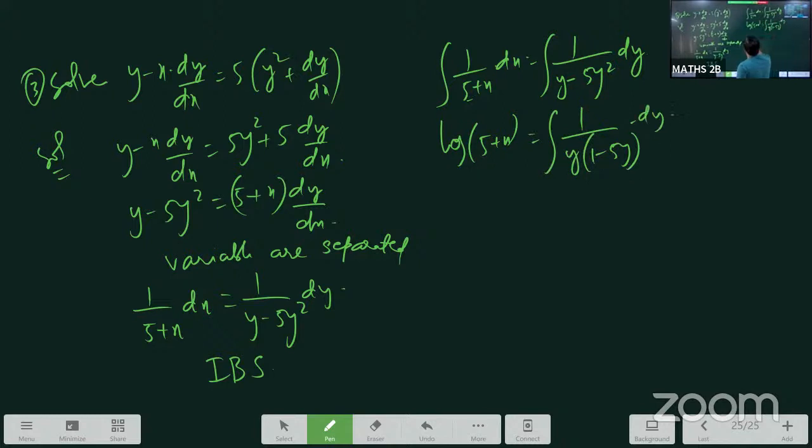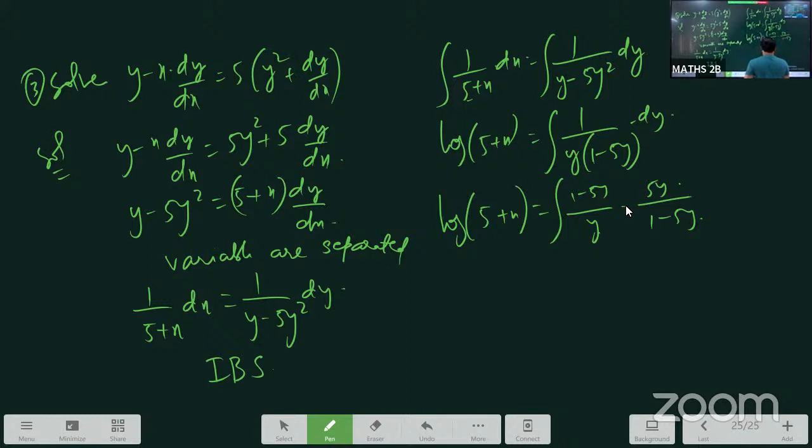This you are going to do by partial fractions, but I am going to do it a little bit directly. How that works means here it is y into 1 minus 5y, correct? Now take LCM. 1 minus 5y, if I take LCM, I get y here, suppose. But in order to cancel y and y, I want 5 and plus. Is it clear?